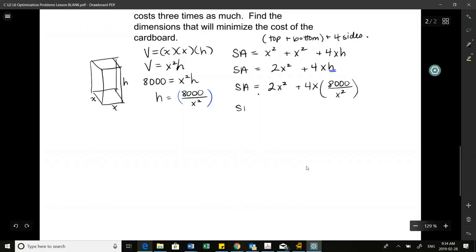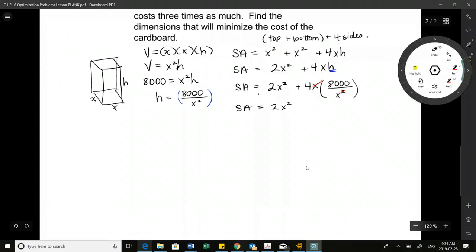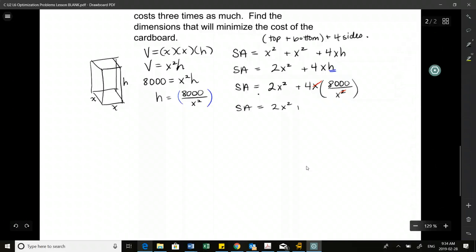Okay, let's simplify this before we take the derivative. I think I can reduce one of each of these x's in this expression, so I'd be left with 1x on the top. And then we've got 4 times 8,000, which is going to give us 32,000. And I might just bring up this x as an x to the negative 1 so that I can differentiate just using power rule. Can you multiply both terms by x, and then it's 2x cubed plus 32,000? No, because when I do that, I'd also have to multiply surface area by x.